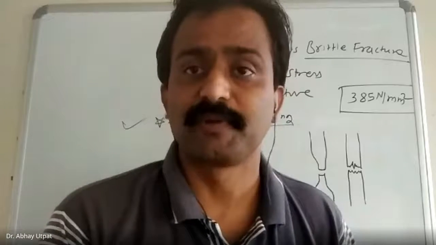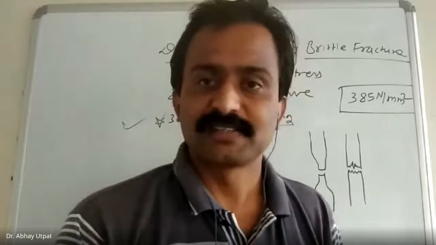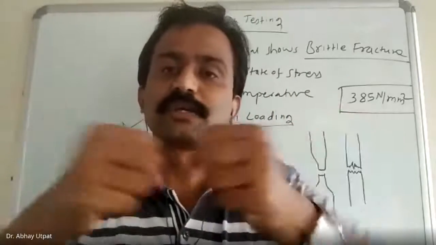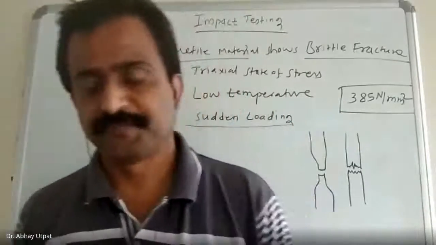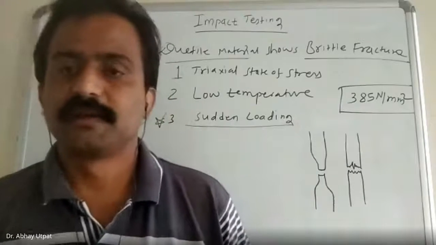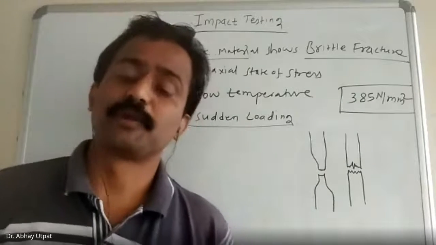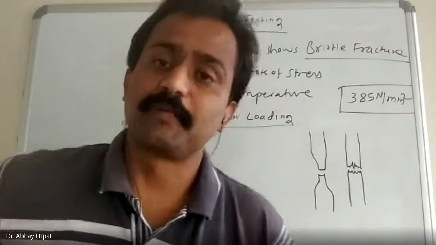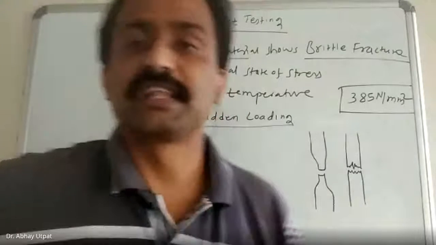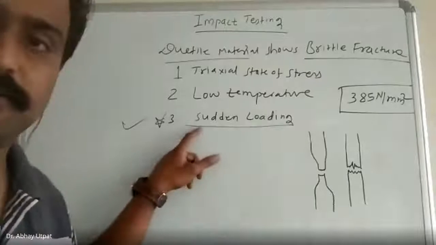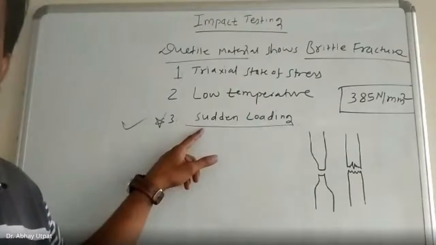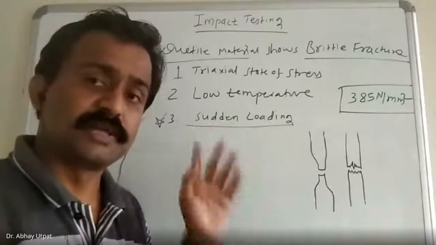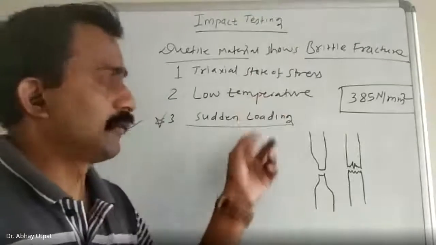Depends upon the individual's health. Some person may break it just by doing it in this way. Some may require more effort, but it will break. That is brittle failure or brittle fracture. Ductile material fails in brittle manner due to sudden loading. So friends, ductile material fails in brittle manner by 1, 2, 3.